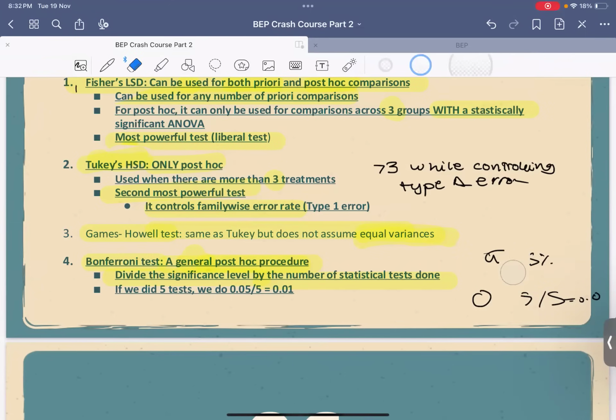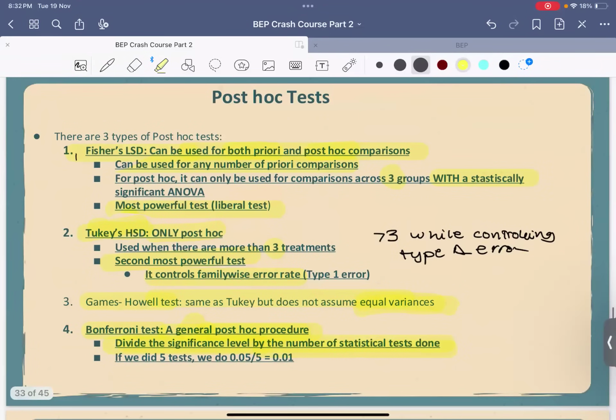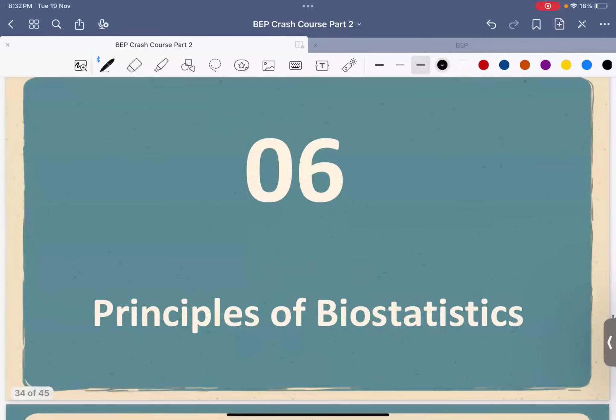Honestly, the calculation is not important. The equation is important. This sentence is very important. In the Bonferroni, they might ask you which test divides the significance level by the number of statistical tests done. That's Bonferroni. Which test is the general post hoc procedure? That's Bonferroni. Okay. Very high yield slide, honestly. They might get you more than 3-4 questions on this.